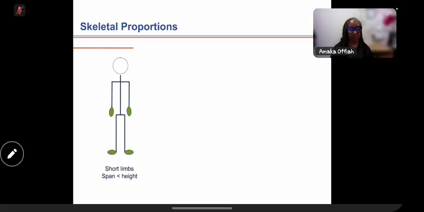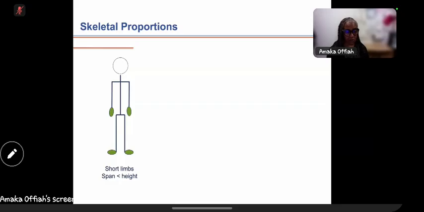Their fingertips come to the iliac wings, so that means they have a short-limbed dwarfism. In this instance, their span will be less than their height. And that may be something that the clinicians will say, span less than height.